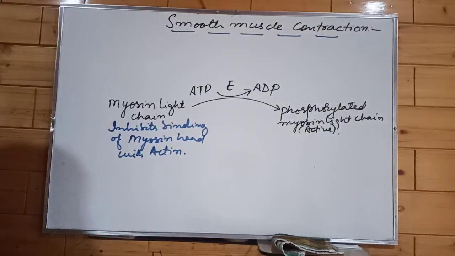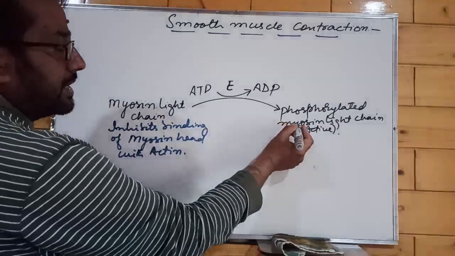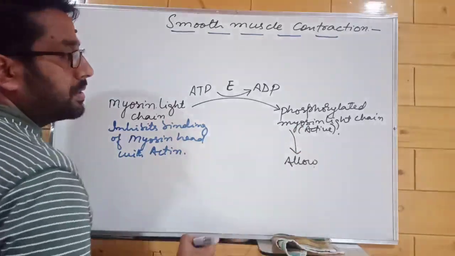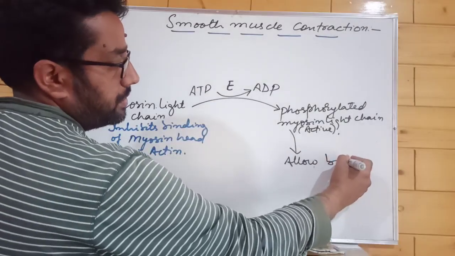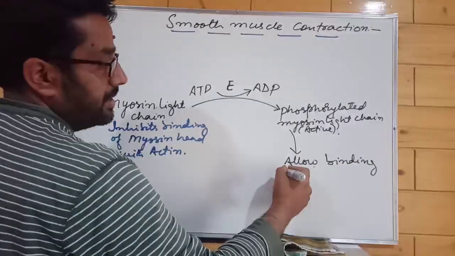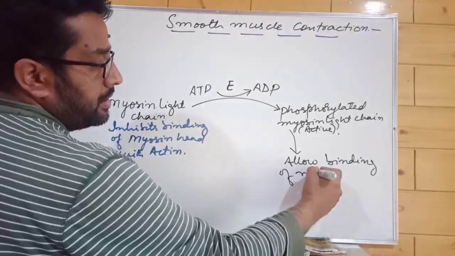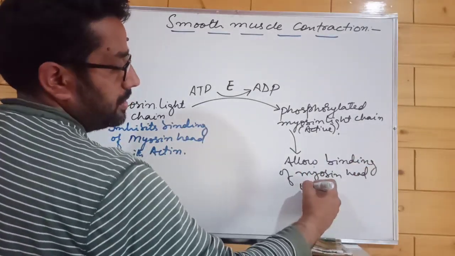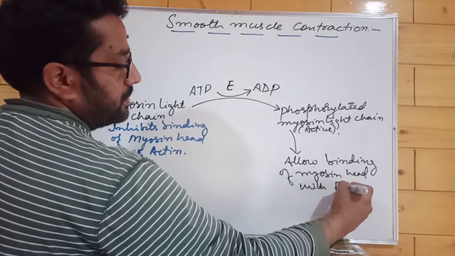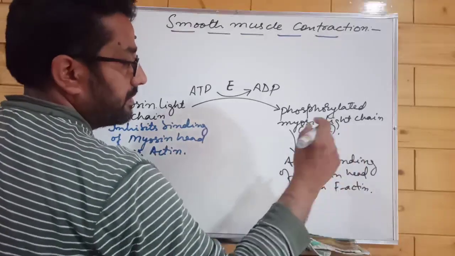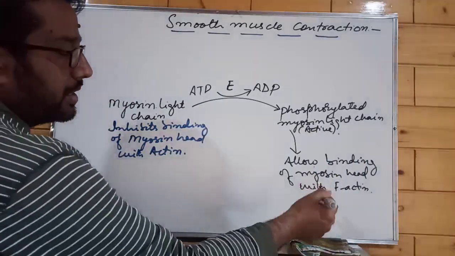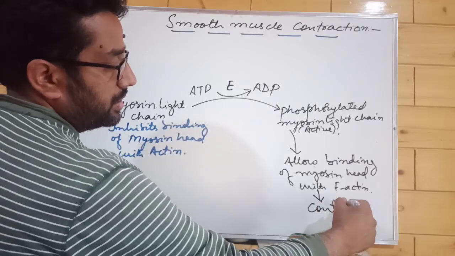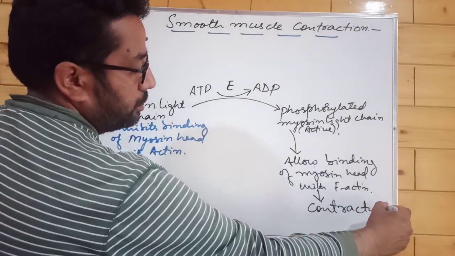Phosphorylated myosin light chain. Now once it becomes activated, it will allow the binding of what? Myosin head with F-actin. You know what F-actin I mean. Once this binding occurs, what will happen? Then the sliding will occur, and you already know what that is called. That is contraction. उसी को हम contraction बोलते हैं.